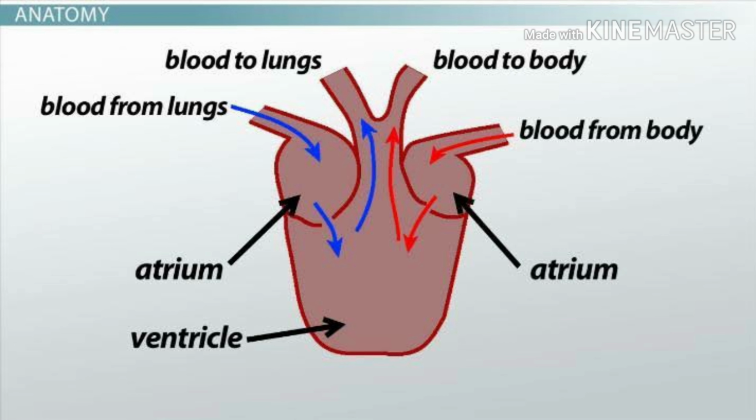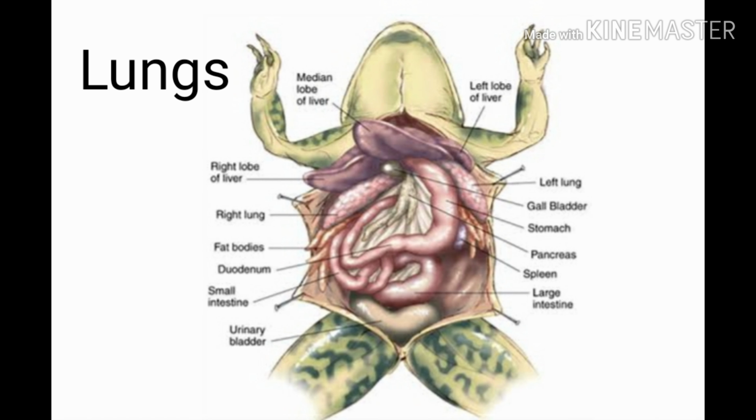It has three chambers, one of which is the left atrium that receives oxygenated blood from the lungs. Next is the right atrium that receives deoxygenated blood from different organs. And lastly is the ventricle that receives both the oxygenated and deoxygenated blood from the atria. So the first one is the lungs, which are the primary organs of breathing.